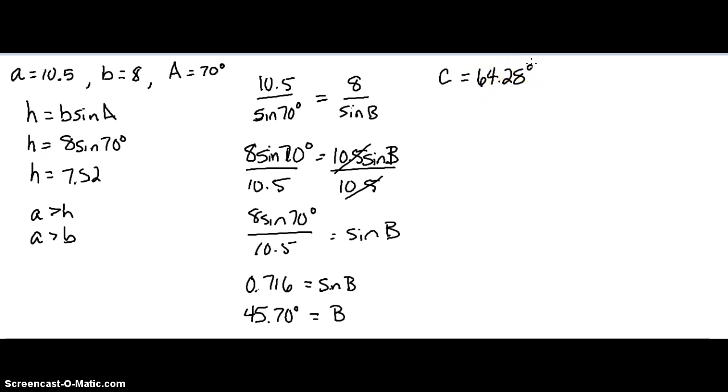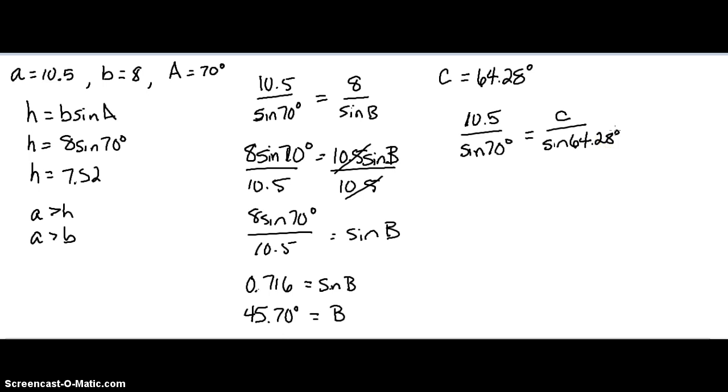The only thing we're left to find now is the length of side c, and I'm going to do that by using the law of sines again. I'm going to take the 10.5 that I originally had over sine of 70 degrees, and set that equal to c over sine of 64.28 degrees.